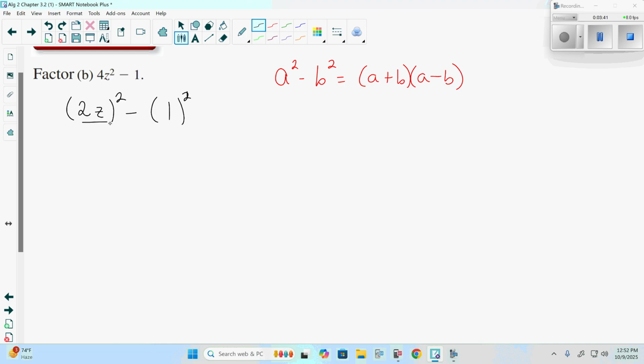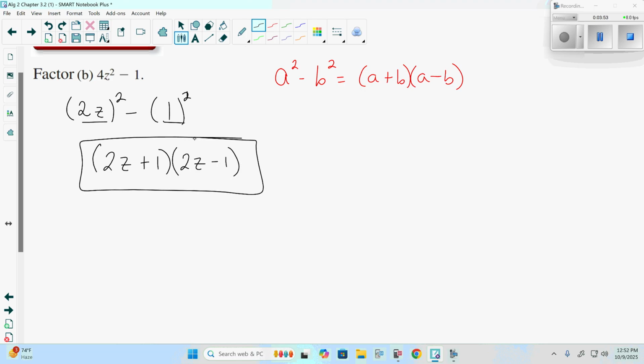So now that we have this, a is 2z, b is 1. So a plus b, so 2z plus 1, times a minus b, times 2z minus 1. And that's it. Questions on this here?